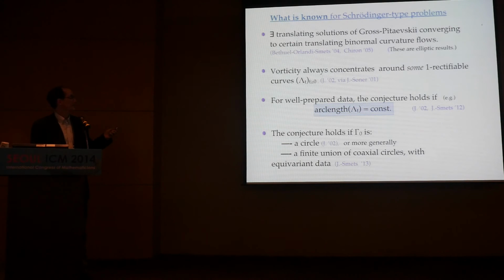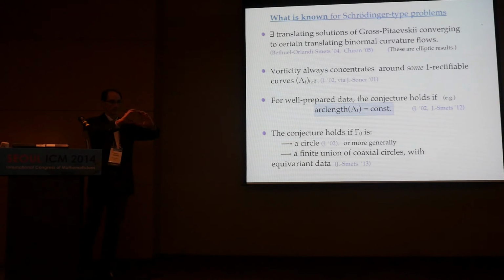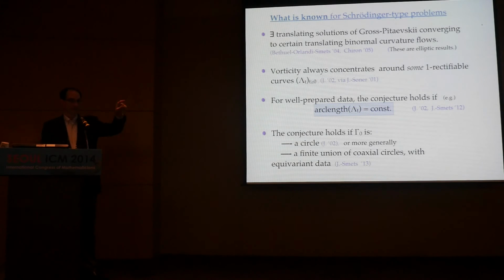And so the simplest translating solution of the binormal curvature flow is just a circle, which has constant curvature and will move with constant velocity in the direction orthogonal to the plane in which it sits. Okay. So that's a translating solution. And also helixes form another family of translating solutions. So corresponding to these, there are translating solutions of the Gross-Pitaevskii equation, whose vorticity and energy converge in the proper sense. Okay, but these are basically elliptic results. These are really not dynamical results, due to these authors.